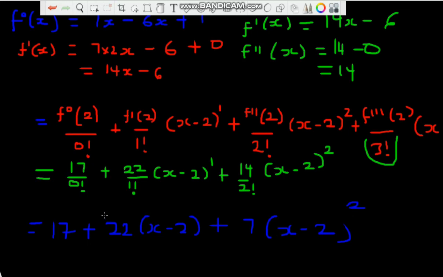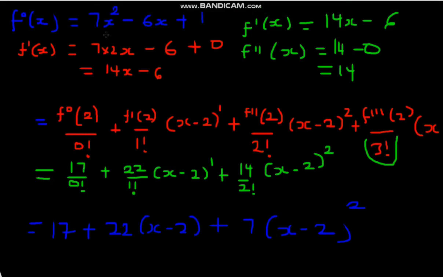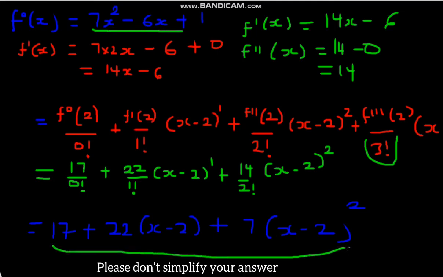Now, if I want to represent this function that I have here, which is 7x squared minus 6x plus 1, in a series form, this is what I'm going to get. So this is the Taylor series for the function that we're given here.